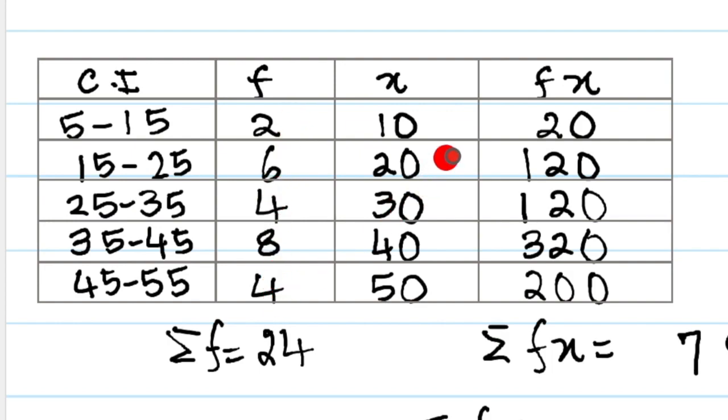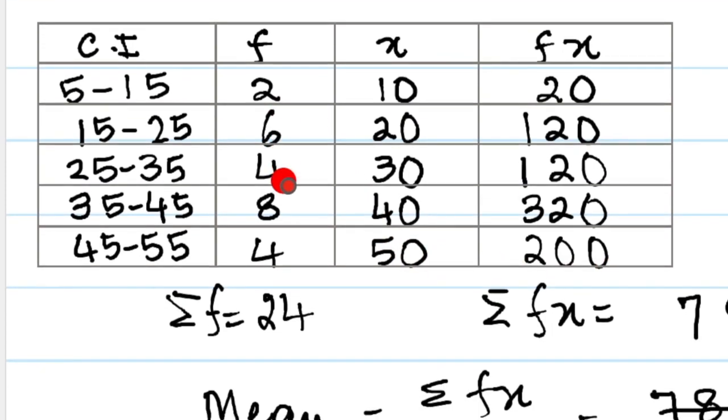This is the frequency, and x value will be 5 plus 15 upon 2, that is 20 upon 2, that is 10, that is the mid value or the class mark. Here it will be 20, here it will be 30, so I have listed them like so. And then we take f and x, we multiply: this will be 20, 6 2 is 12, so 120, 4 3 is 12, so 120, 8 4 is 32, so 320, 4 5 is 20, so 200.